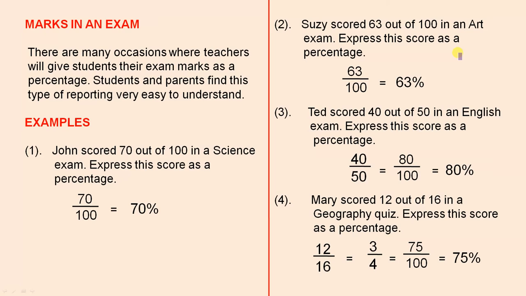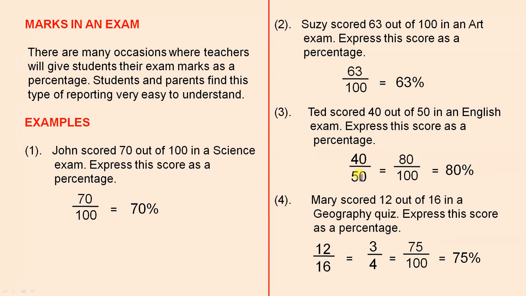Example 2. Susie scored 63 out of 100 in an art exam. Express this score as a percentage. 63 over 100 is 63%. Example 3. Ted scored 40 out of 50 in an English exam. Express this score as a percentage.